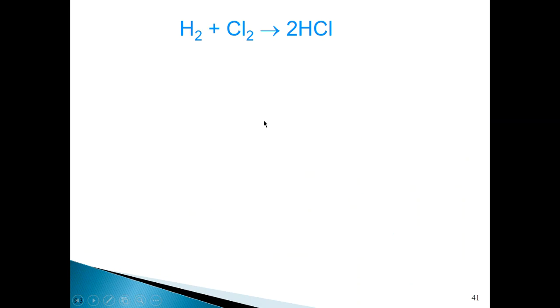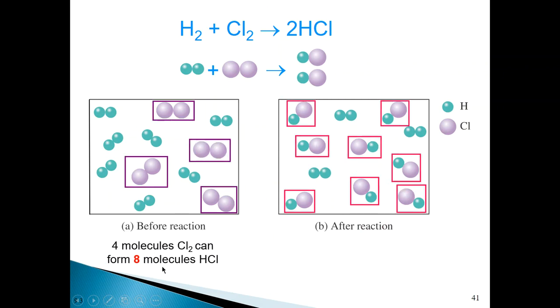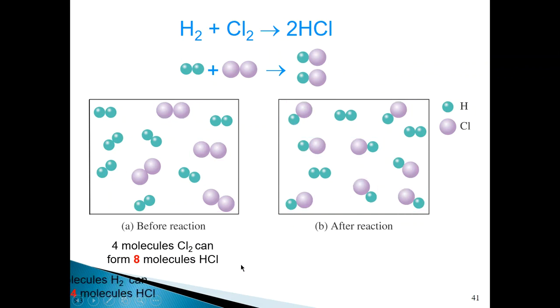Okay, so let's get into an actual chemical reaction. So we're looking at this reaction, the reaction between hydrogen and chlorine to form hydrogen chloride. All right, so we're using some models here to represent the reaction. This represents the hydrogen molecule, this represents a chlorine molecule, and these are your hydrogen chloride molecules. All right, so let's say we start off with a situation where we have 4 molecules of chlorine, right, and we have 7 molecules of hydrogen.